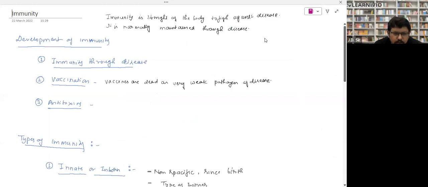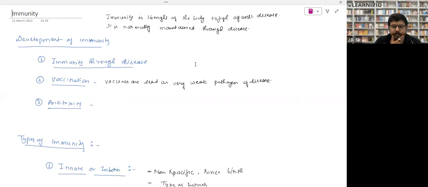So here we are talking about immunity. Simply, we know that immunity is the body's capacity to fight against disease, right? It is normally maintained through the disease. How do we get immunity? So, development of immunity: how does immunity develop in our body? First, immunity through disease. What is this?